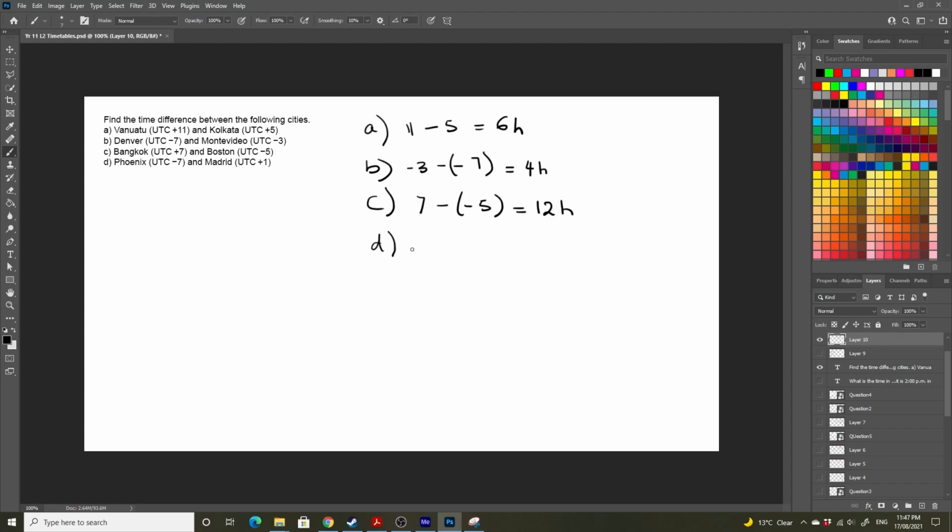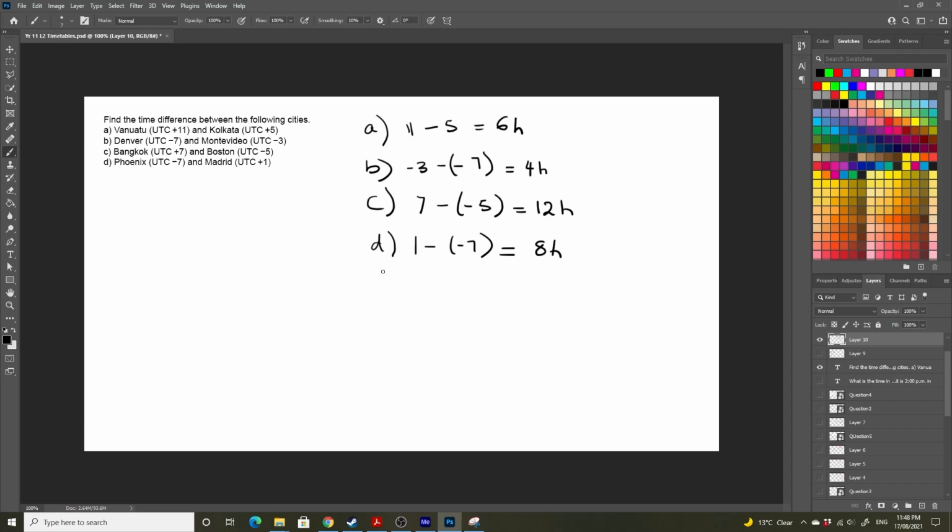In part D, we have Phoenix and Madrid, with Madrid being 1 hour after UTC and Phoenix being 7 hours before it. So we have 7 hours to make up until we get to UTC, and then we have an extra hour on top. So if we go 1 minus -7, we should be getting an 8-hour gap.